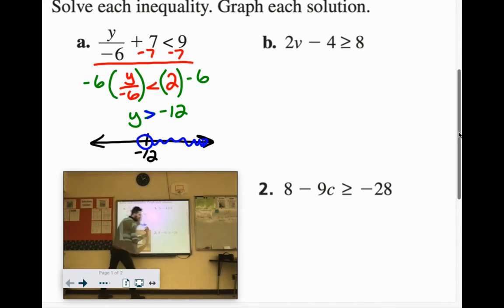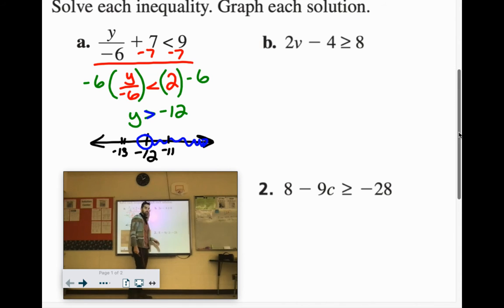Again, if you just think about what this means, if this was a real number line, over here, smaller than -12, you'd have -13. Over here, you'd have -11, -10, -9, -8, -7, -6, -5, -4, -3. So all the numbers greater than -12 on the number line are the numbers to the right of -12. Everything to the left would be less than that number.